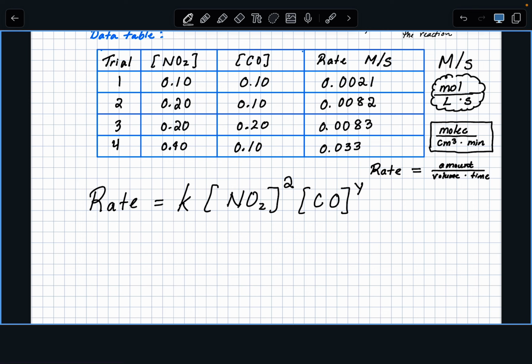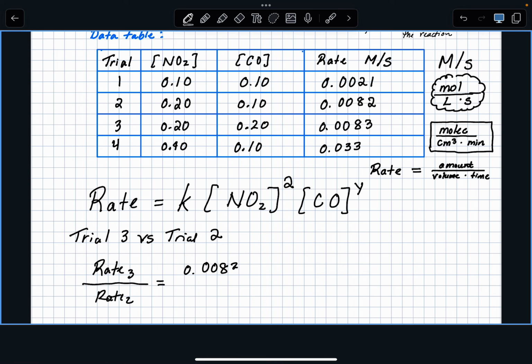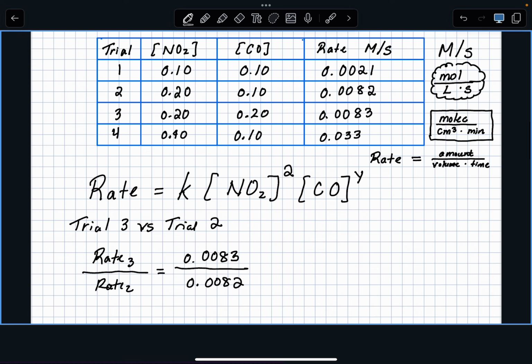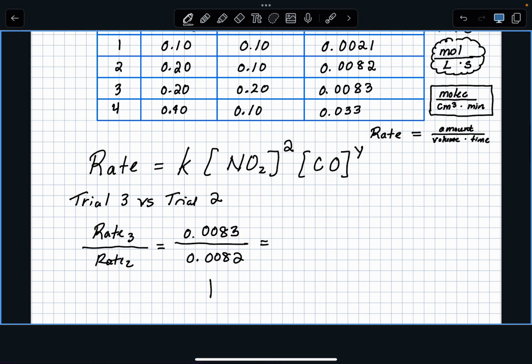They ran the experiment 4 times. But let's do trial 3 versus trial 2. I'm going to do the same thing and compare the rate of how trial 3 went compared to the rate of trial 2. This is the long way. And we're going to say it went 0.0083 over 0.0082. That's pretty much just 1, okay? So this is pretty much, not exactly, but pretty much 1. They wanted to have a little bit of error in the lab.